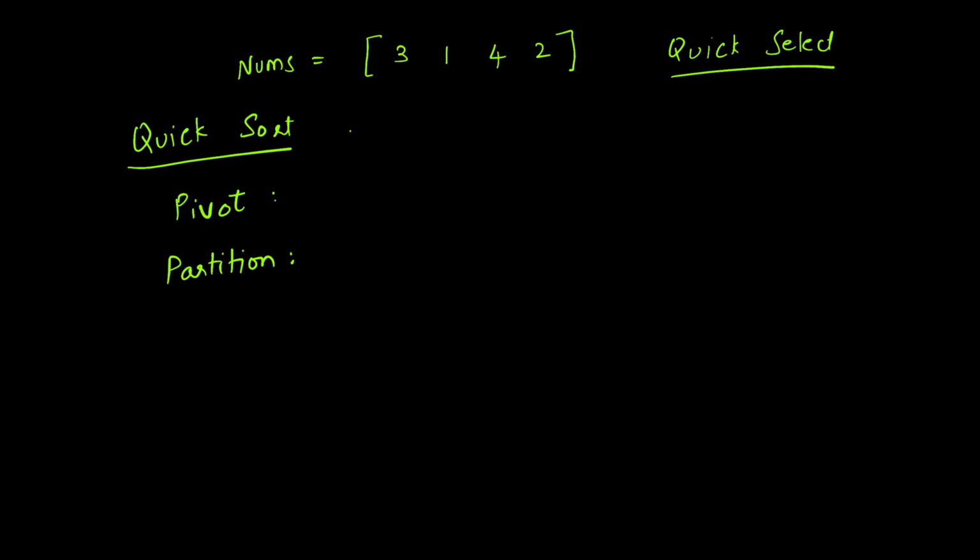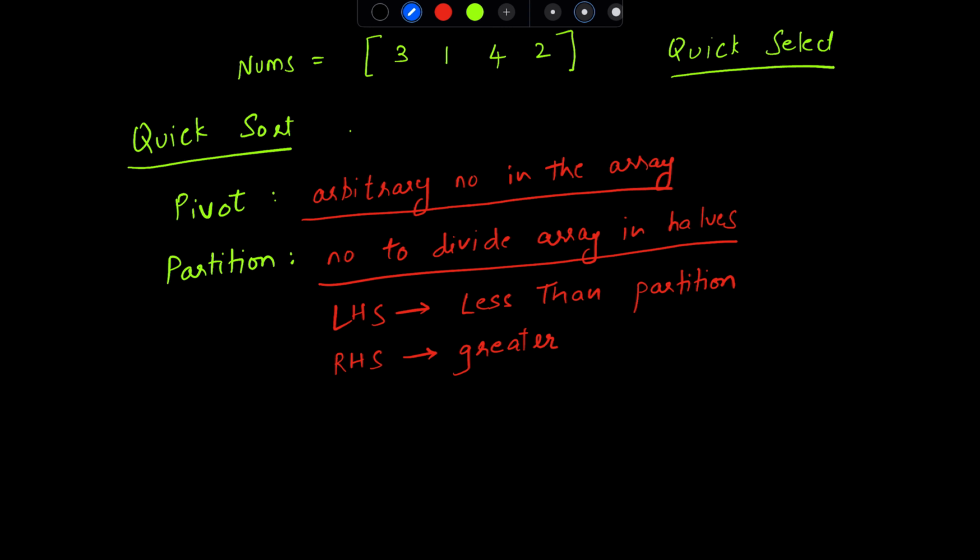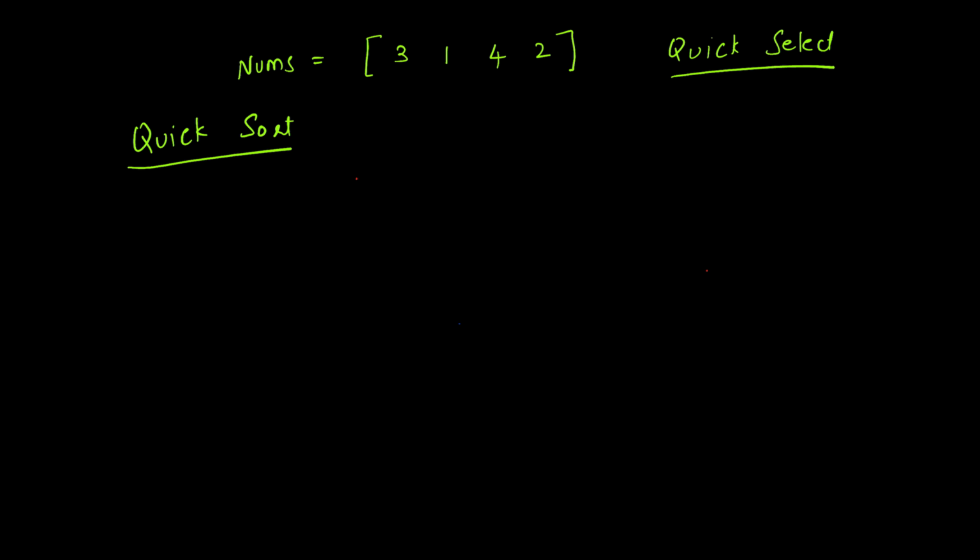In quicksort algorithm, there are two terminologies that we'll be using, pivot and partition. Pivot is any arbitrary number that we will be selecting in the array, and partition will be the number which will help us divide the array into halves. All of the values to the left hand side of the partition will be less than the partition value, and all of the values on the right hand side will be greater. We'll also be using a divide and conquer technique to break down the problem into smaller halves and solve it separately.